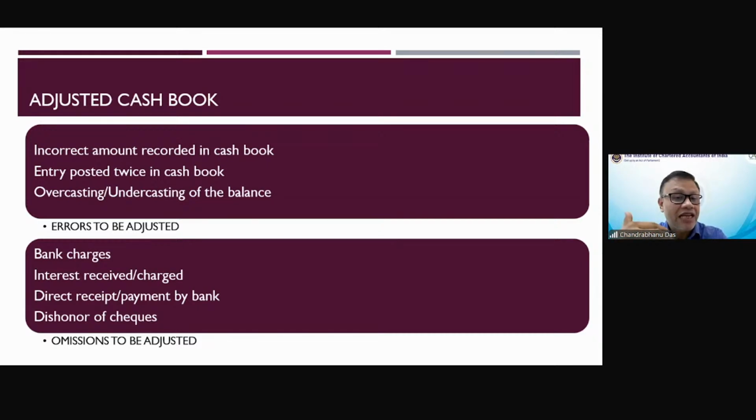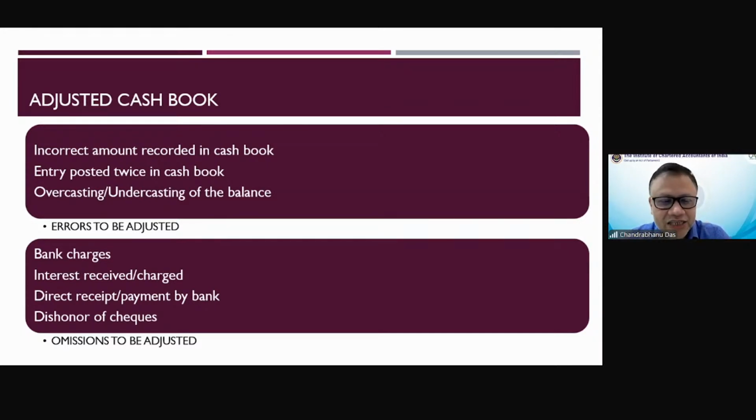Rather, we are adjusting our cash book to the passbook. What we are doing is recording bank charges, interest received or charged, direct receipts by the bank, dishonor of checks, whatever bank transactions are not recorded in the cash book. Then, if these are the things we record, what should we reconcile?